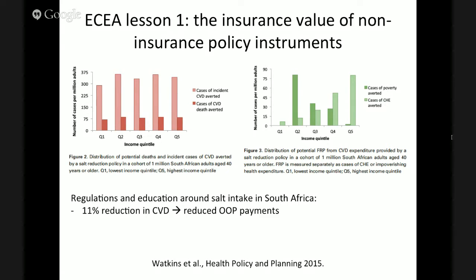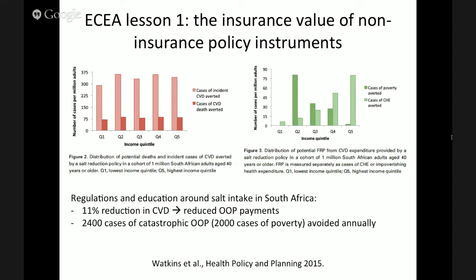And we found that there was basically about an 11% reduction in cardiovascular disease, or would be an 11% reduction in cardiovascular disease due to just reducing salt intake. And in fact, that also, besides reducing the risk of cardiovascular disease, also reduced the risk of having to pay for cardiovascular disease out of pocket. And so how that translates into private payments, out-of-pocket payments, is that about 2,400 cases of catastrophic health expenditures, or using a different metric, about 2,000 cases of poverty a year could be avoided by reducing salt intake in the population. And essentially that's an extra insurance policy for the population that has nothing to do with healthcare coverage and insurance coverage, but it also protects people financially from the adverse effects of cardiovascular disease.